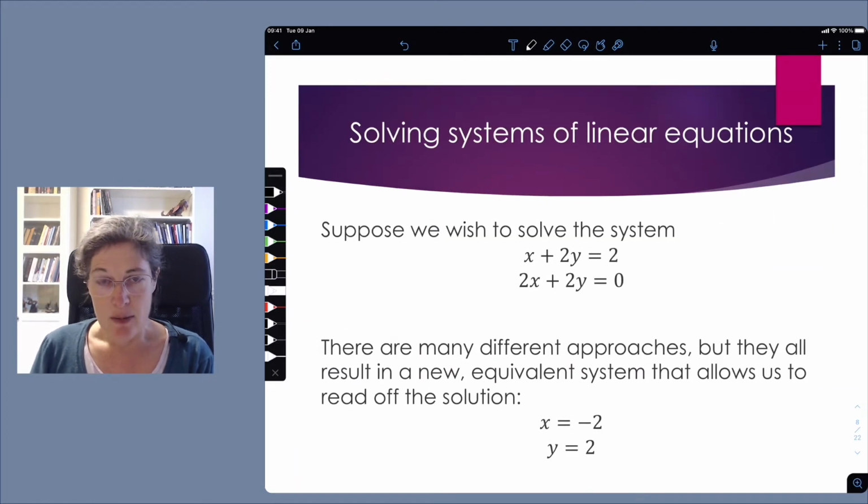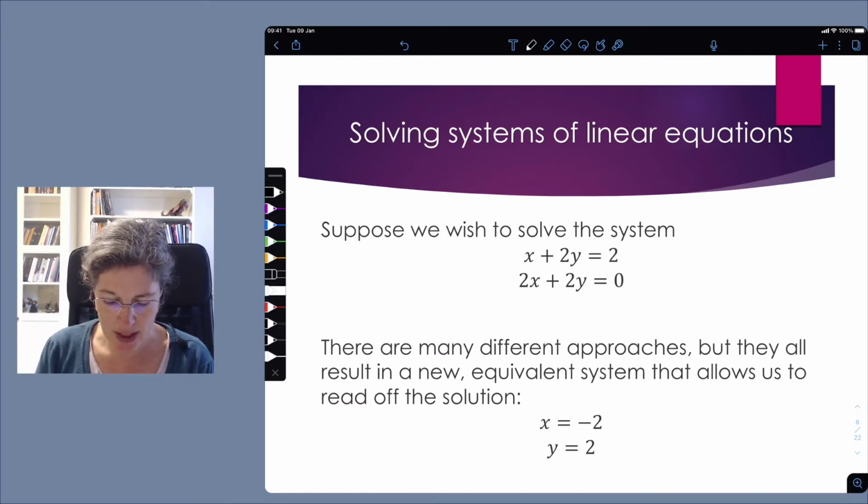So as we've said, there are many, many ways we can solve systems of equations, and we've done this a lot. Let's take a pretty standard, simple 2 equations, 2 unknowns: x plus 2y equals 2, 2x plus 2y equals 0. And you could go ahead and solve that. And I'm pretty sure if we compared how everybody in the class solves it, we'd find a bunch of different ways. But ultimately what you're doing is you're ending up with a new equivalent system which allows us to read off the solution easily. What do I mean?